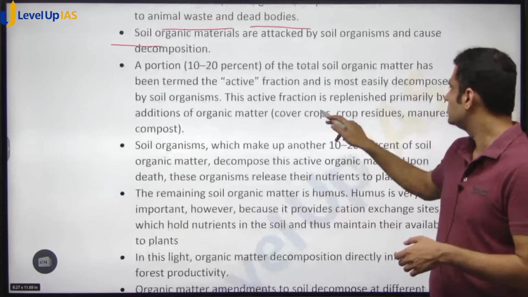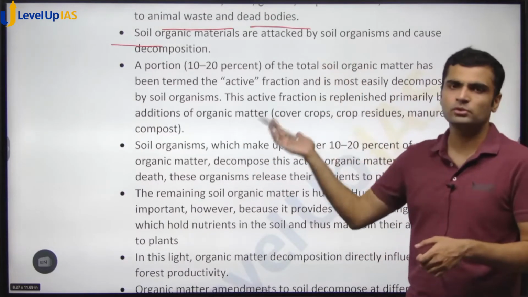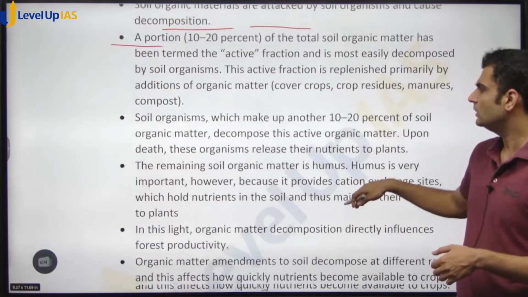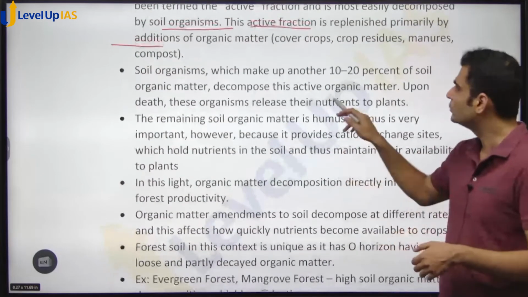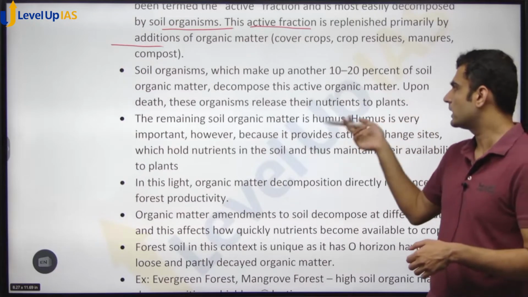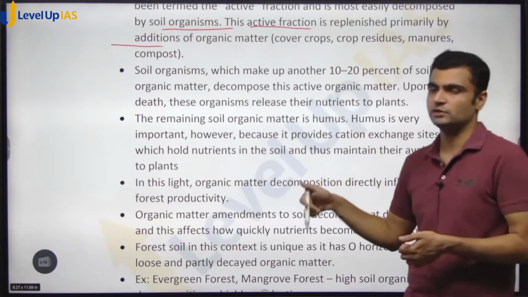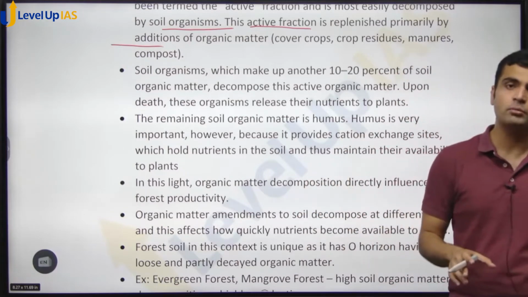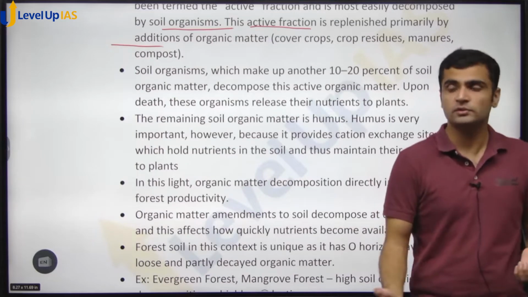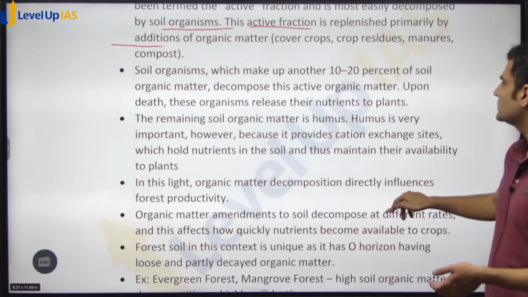So this fraction is replenished primarily by addition of organic matter. What is it? The crop residues, crop covers, roots, etc. Manures, composts, and soil organisms, which make up another 10 to 20% of soil organic matter, decompose this active organic matter, and upon death, these organisms release their nutrients to plants as well. So, what are the components? This is the active component of soil organic matter. There are these soil organisms, and the remaining organic matter is humus, as we say. Now, humus is very important.